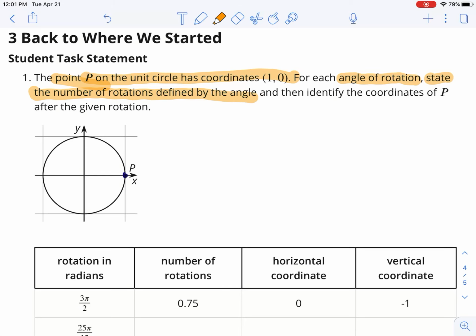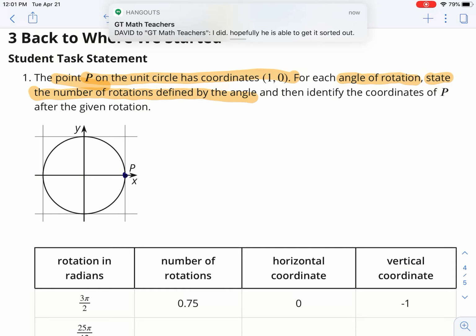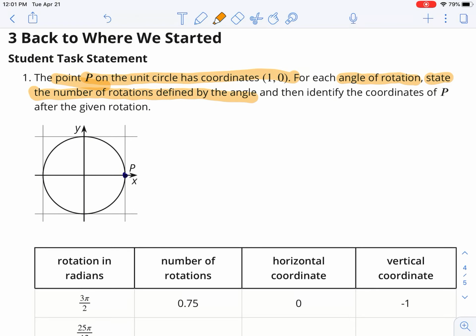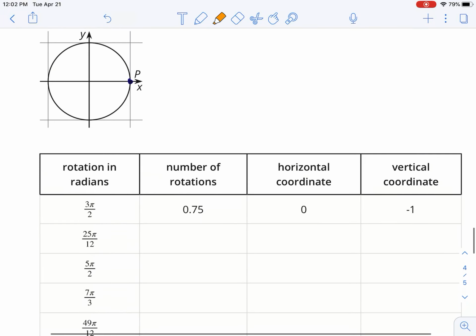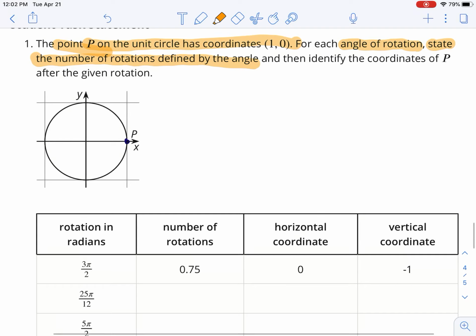So we have a couple of things that we need to think about when we're writing these out. We have to think about the number of rotations. Then we're also supposed to think about the horizontal and vertical coordinates. Now, you're going to need a calculator to find those whenever we have something over 12. When you have something over 2 or over 3, those should be pretty straightforward. You can just look at the unit circle.